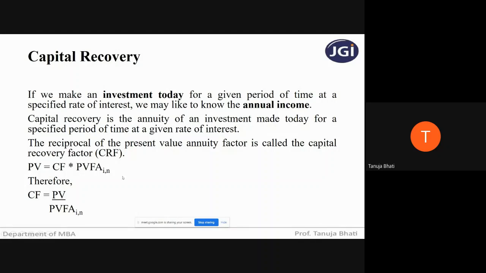Once again I'm asking, is this concept clear to everyone? Did everyone understand why we used present value and not future value? Yes, students? Students, am I audible? Yes, ma'am, we understood. Okay, let us move ahead.